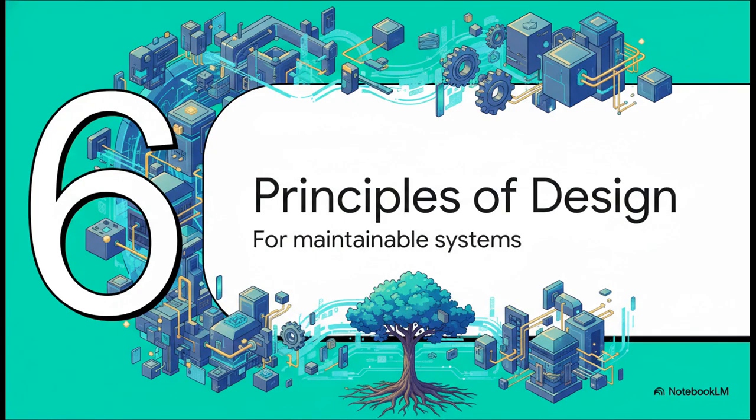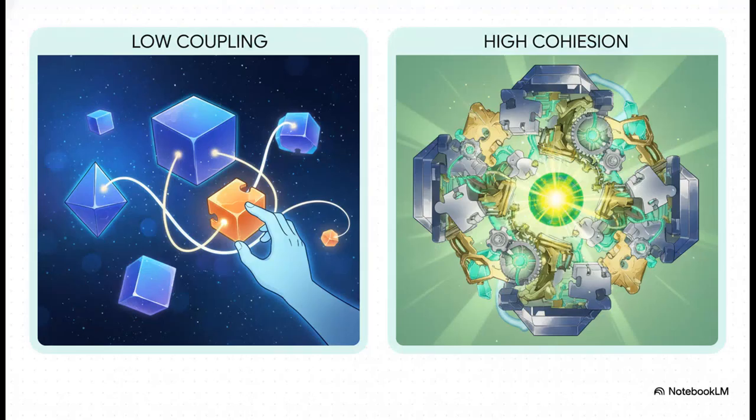Okay, last section. Let's zoom all the way out to the big picture, principles for clean design. Because building something that works today is one thing. Building something that's still maintainable and scalable 2 years from now, that's a whole different ballgame. And this right here is the fundamental tug of war in software design. On one hand, you want low coupling. That means your components shouldn't be tangled up with each other. You should be able to change one without breaking 10 others.